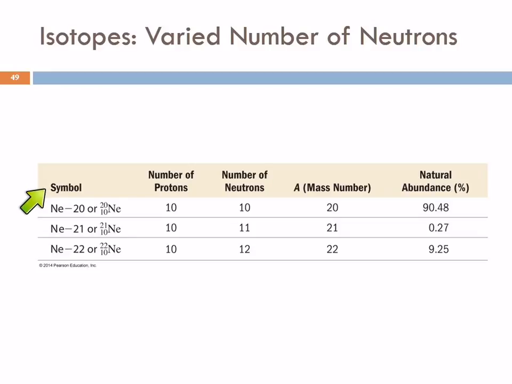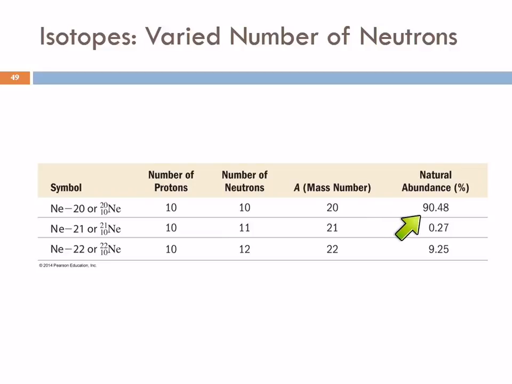So the symbol here, neon 20, or here's the nuclear symbol. And from this symbol, we can get the following information. The number of protons, see they're all the same. They all have 10 because they're all neon. The number of neutrons, and the mass number. All of this information is in the symbol. The natural abundance, though, is something that has to be determined experimentally.